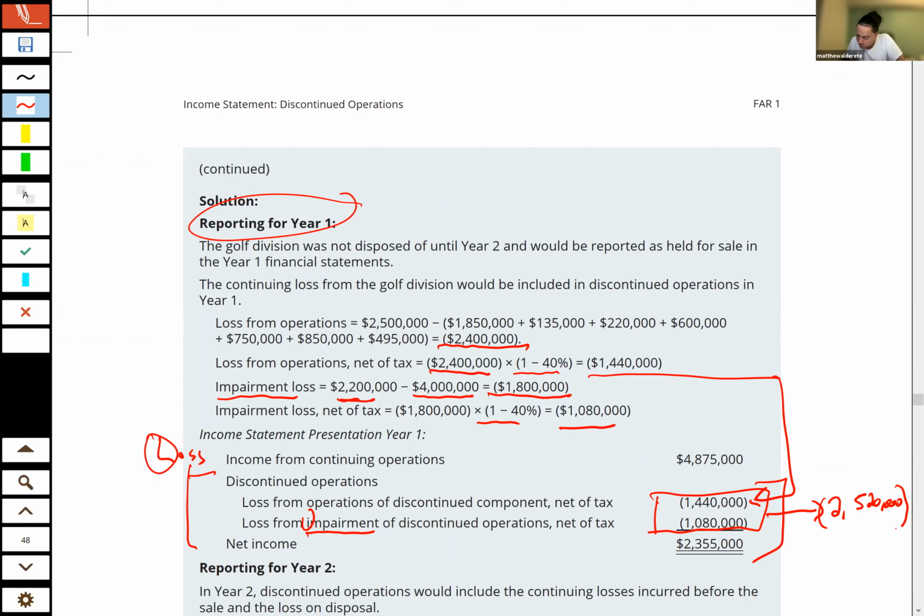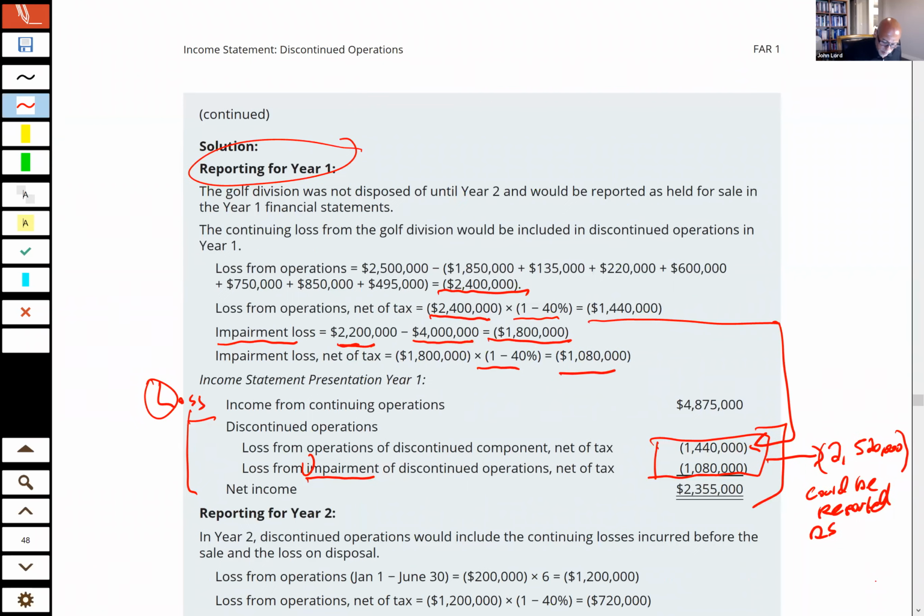I'm checking now. Yes. Okay, that 2,520,000, I want you to put down here, could be reported as one amount. 2,520,000 could be reported as one amount. You don't have to list them out separately.